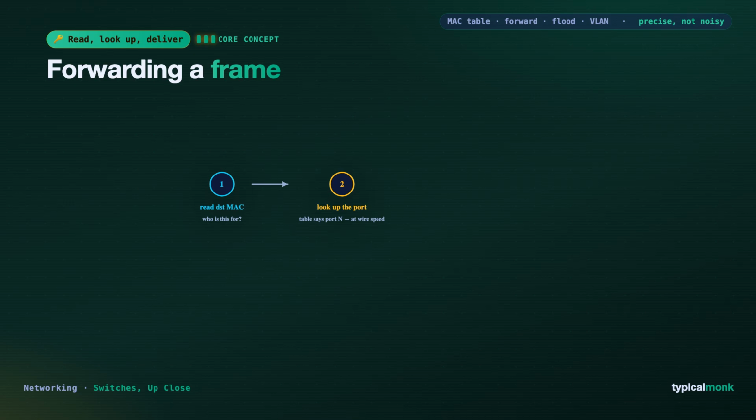Second, the switch looks that destination MAC up in its address table. If it has learned that address, the table tells it exactly which port the recipient is on. This lookup is fast. It happens in hardware, at wire speed, which is why a good switch can handle enormous volumes of traffic without breaking a sweat.